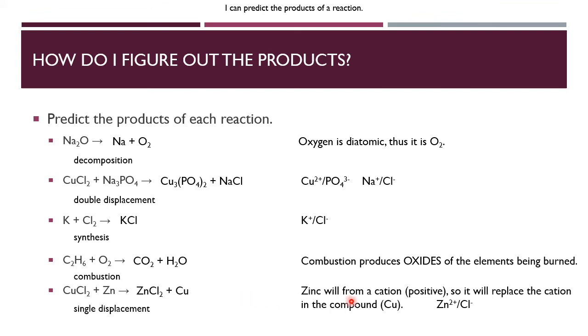So the reason we knew the zinc would replace the copper is because the zinc will form a cation, a positive charge, so it will replace the cation in the compound, which is copper. And then the copper just gets kicked out by itself. And recall the question you want to ask yourself with any free element is, is that element diatomic? And copper is not, so it's just Cu.